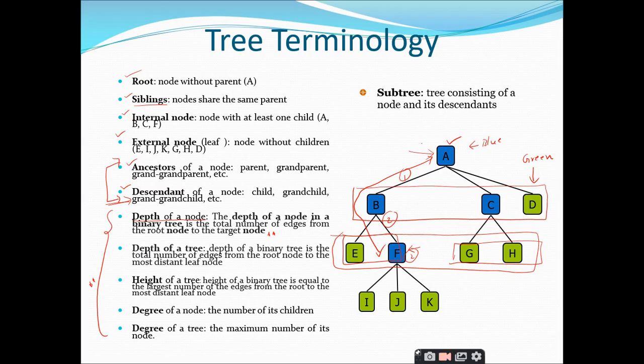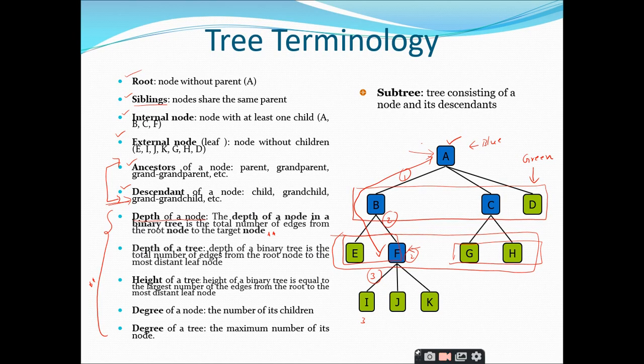1, sir. What is the depth of I? 3, sir. 3, right? So I go to the root node and I reach the I through a path from A to I, that is AB followed by BF followed by FI. So there are 3 edges that exist in the path between this A and I. Therefore the depth of node I is 3. Is it clear?